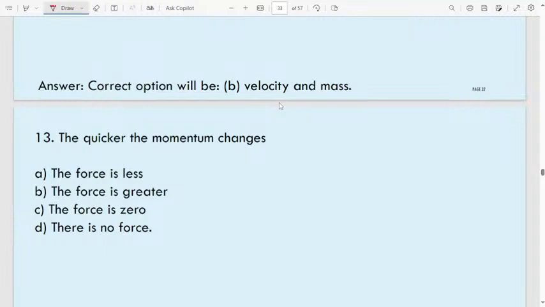These questions are easy questions. These are 9th, I think 8th or 9th NCERT questions.